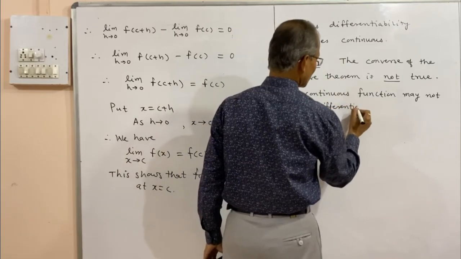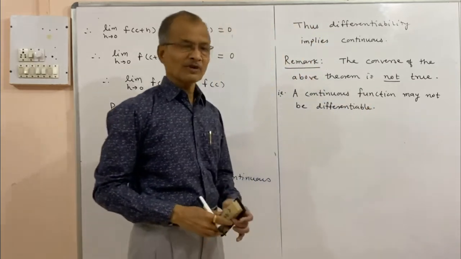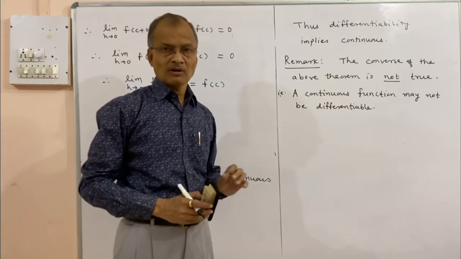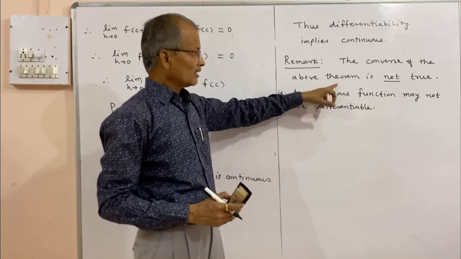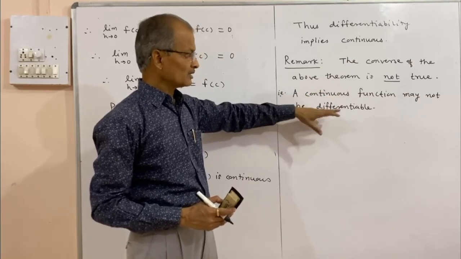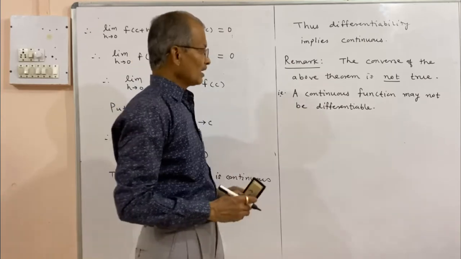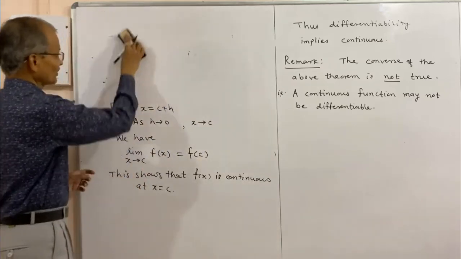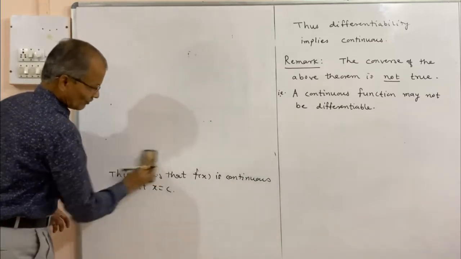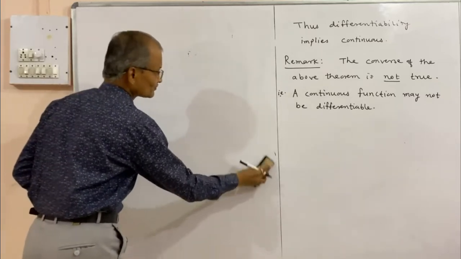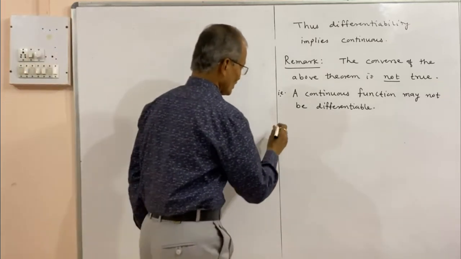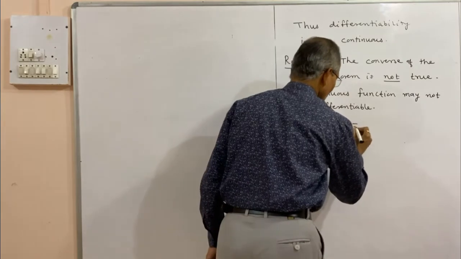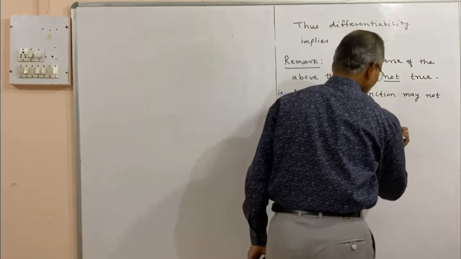Sometimes maybe, but not always. If it is always, then we can say that it is true. When we say a result is true, the result must be true for every value. But here, if a function is continuous, it may not be differentiable. And for an example, we have studied this example: consider the absolute value function as a counterexample. For example, f(x) is equal to mod x is continuous.